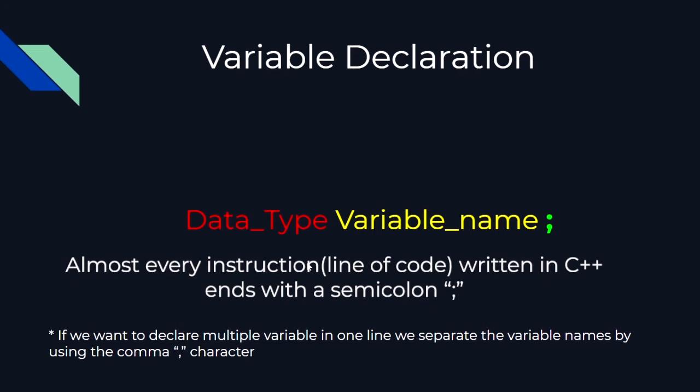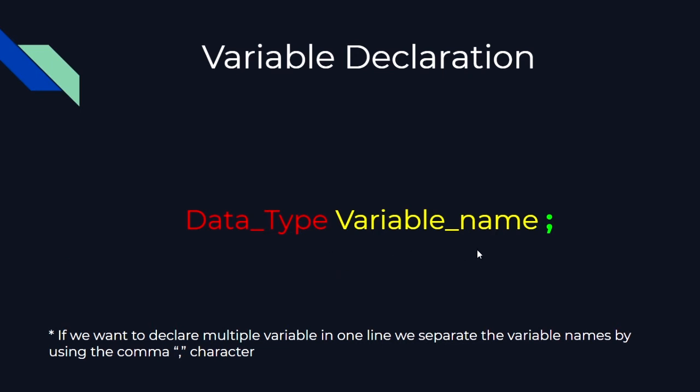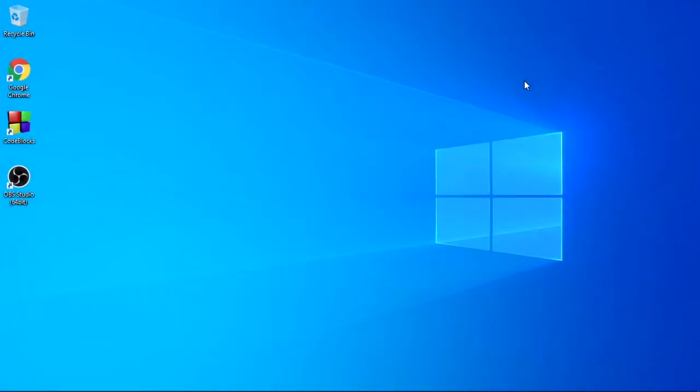Now, if we want to declare multiple variables in just one line, we can separate the variable names by using the comma character. Alright, now that we have settled the theoretical part of variables, let us try to do a practical application. So therefore, we're going to use a compiler. For this example, I'm going to use the CodeBlocks compiler, and I will not show you how to download this compiler.